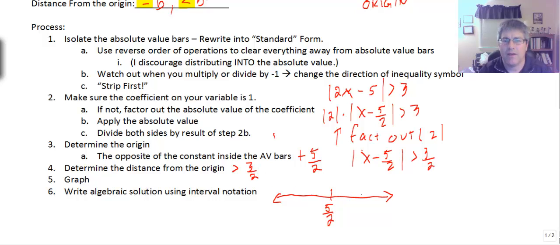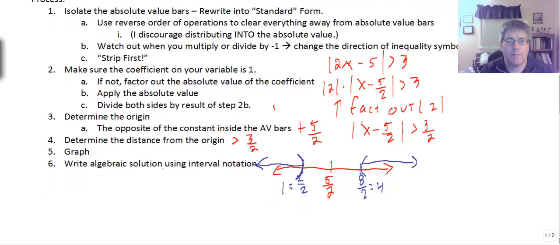away. Well, 5/2 plus 3/2 is 8/2, or 4. And I have to subtract 3/2, which is 2/2, or 1. And I want my distance from there to be greater than 3/2. So all those points to the right of 4 are greater than 3/2 away from my origin, and all those points to the left of 1, not inclusive, all those are greater than 3/2 away. So that's my graphing solution.